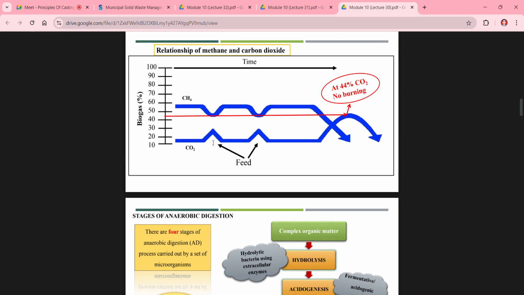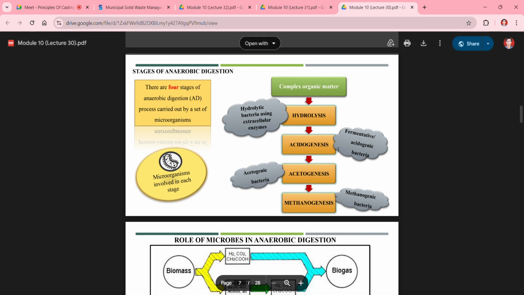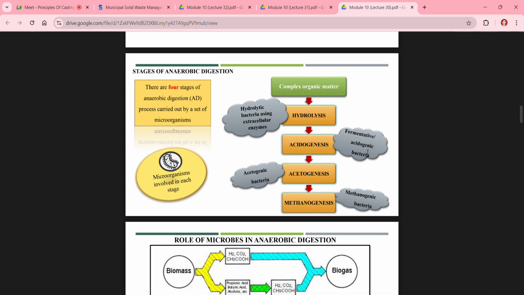There are four stages of the anaerobic digestion process: hydrolysis, followed by acidogenesis, acetogenesis, and methanogenesis. In the hydrolysis process, hydrolytic bacteria act using extracellular enzymes. In the acidogenesis process, fermentation takes place with the help of acidogenic bacteria. Then in acetogenesis, acetogenic bacteria act, and in the methanogenesis process, the methanogenic bacteria convert the material into CH4 gas.